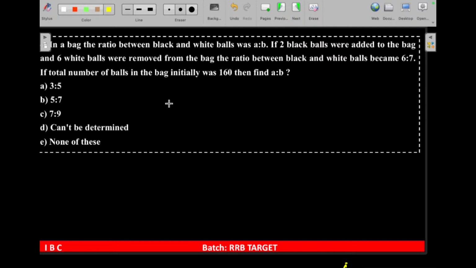So initially I have A and B. A balls I have. It is a logic way of thinking in aptitude. Initially A and B I have, but if I add both, it will be 160. Now I will add 2 more balls, extra balls. Already I have 160 balls. I will add 2 more balls.